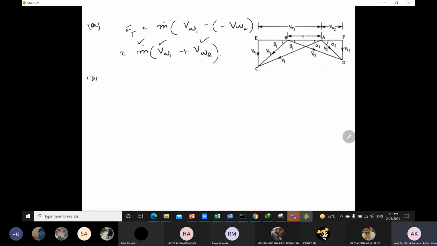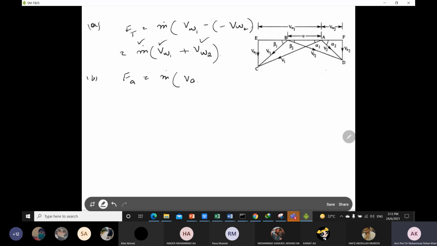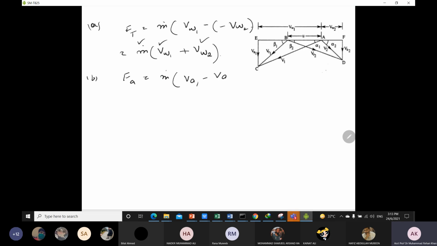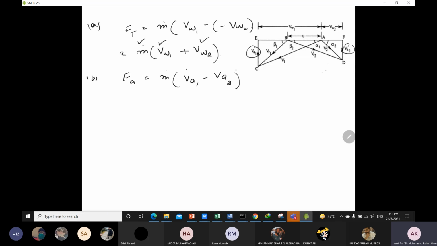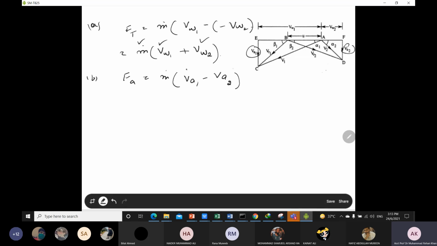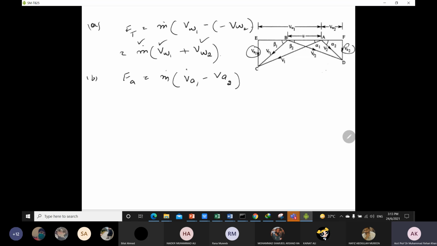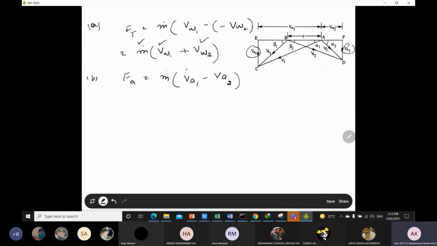Then B, which is the axial component. The axial component is equal to mass flow rate into VA1 minus VA2. If you notice, both of these VA1 are in the same direction, so we cannot change the sign for this. So if we have the axial component of the velocity at the inlet, at the outlet, and the mass flow rate, we can easily find the axial force.